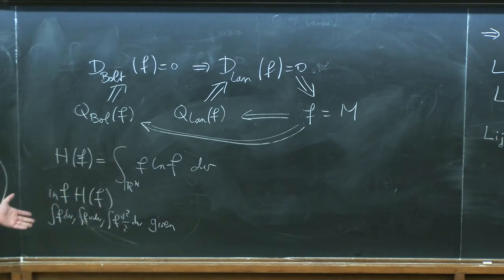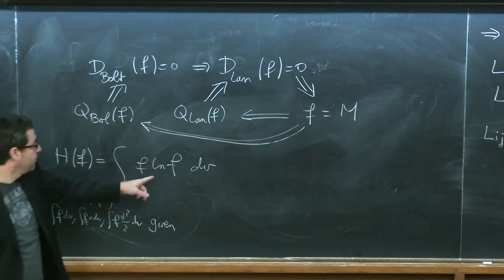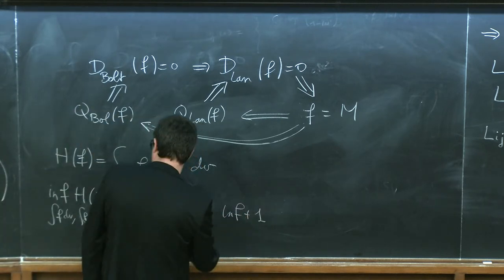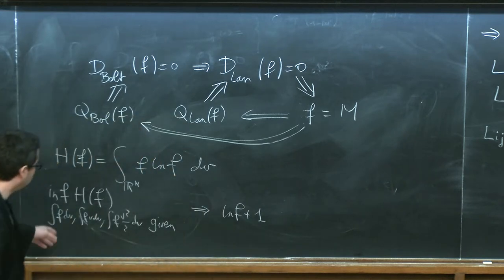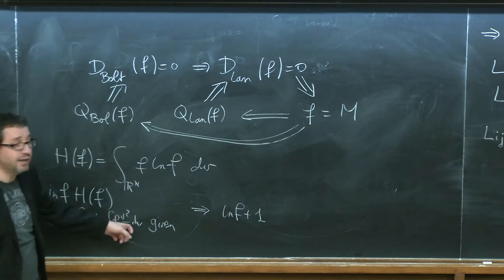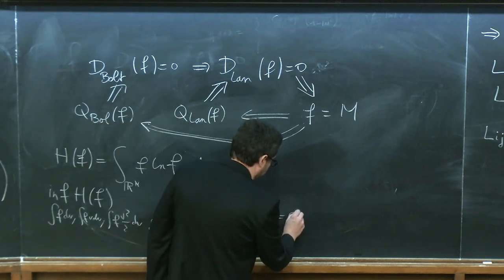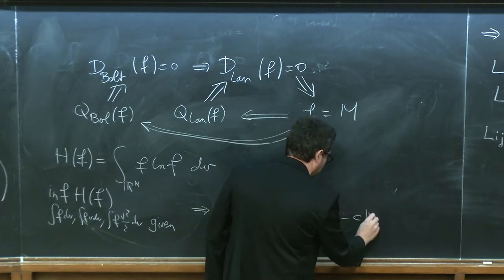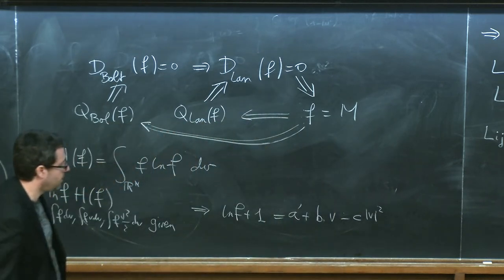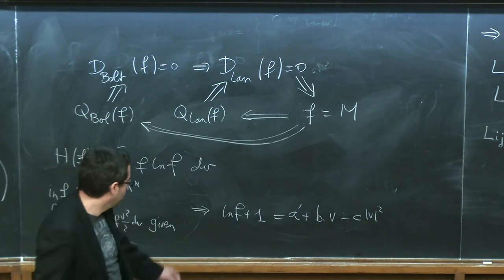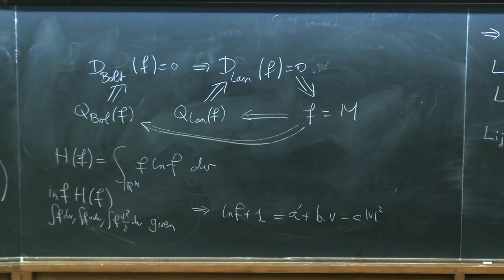it's clear that the Euler-Lagrange equation related to that is just that the derivative of this with respect to f, that is log f plus 1, is equal, thanks to the Lagrange multipliers theory, to a constant times 1 plus another constant times v plus another constant times v squared over 2. So let's call it a prime plus b dot v minus c v squared over 2. And up to changing a prime in a prime minus 1, which becomes a, we get again that f is a Maxwellian. Okay?